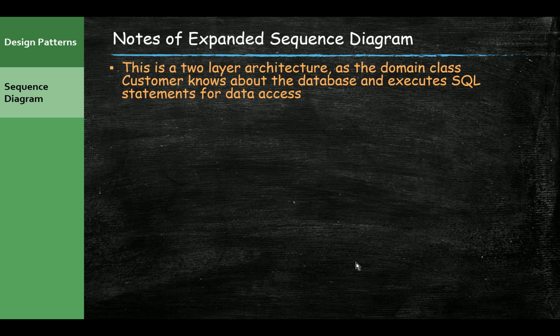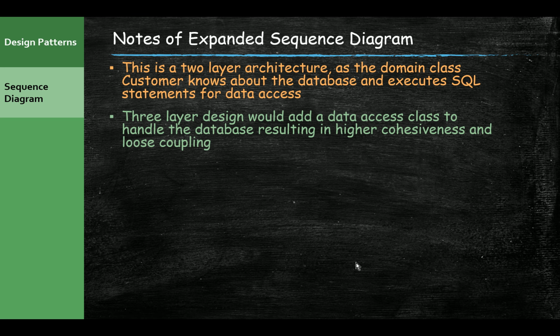I talked about all of this. So this is a two-layer architecture as the domain class customer knows about the database and executes SQL statements for data access. So when we looked at that before, that customer object was interacting directly with the database, which is not best practice according to our design patterns. So we'll talk about that later.